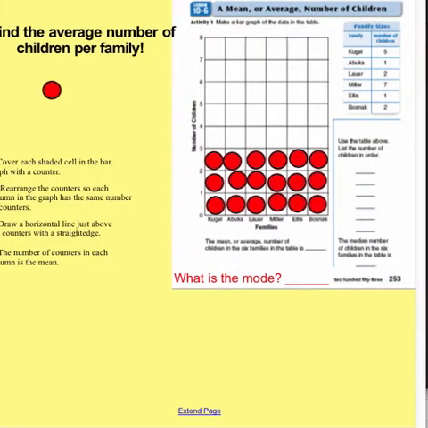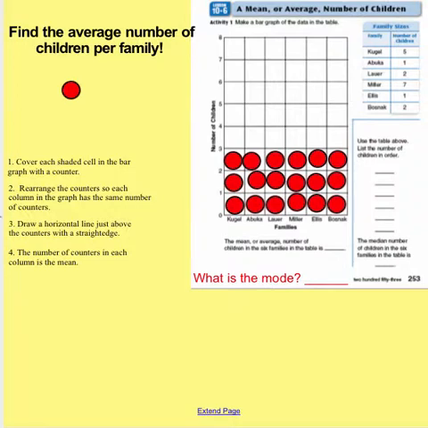Each family has about 3 children. 3 children. So the mean or average number of children in the families is 3. Oh, that makes sense. So good job. We just found the mean or average for number of children.